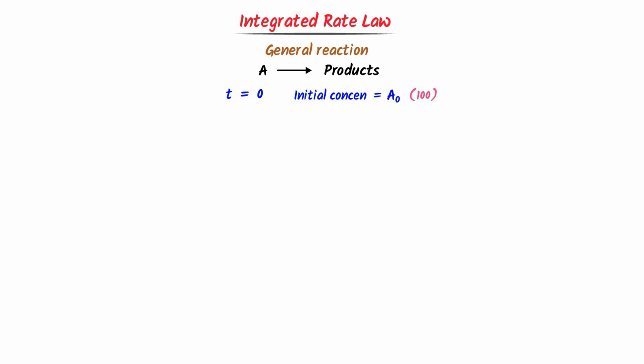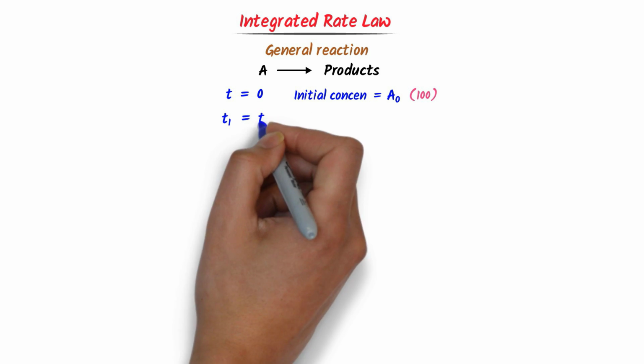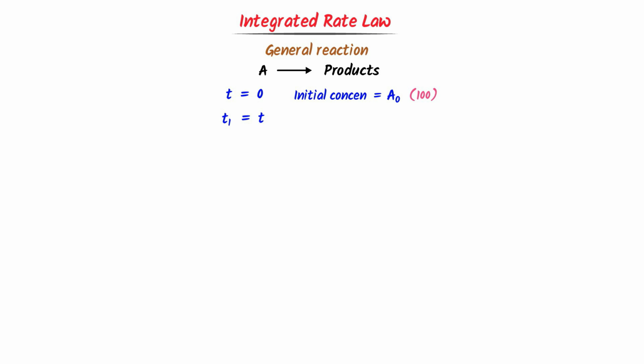Now after some time, t1 is equal to t, the concentration of the A reactant decreases to A. I mean, this t is after 5 seconds. The concentration decreases from 100 to 60. So t1 is the final time and this A is the final concentration of the A reactant.